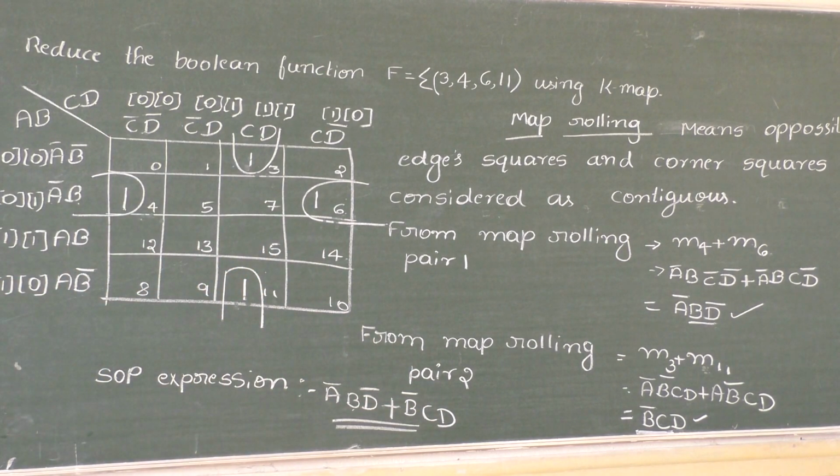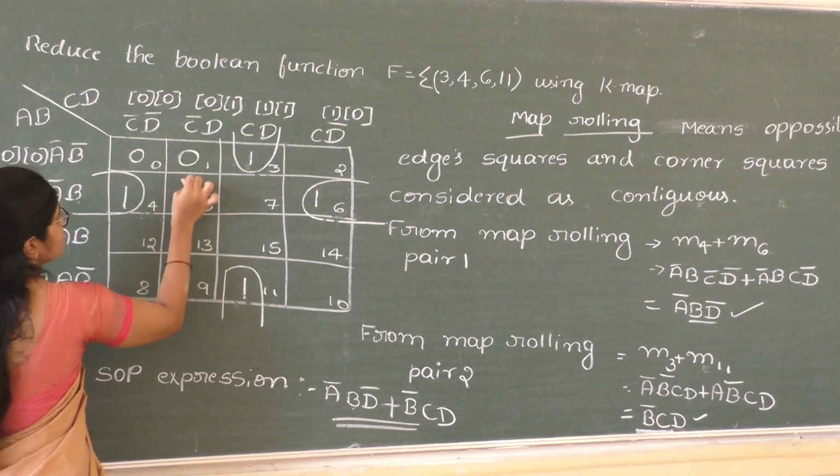So I hope you all understood the concept of map rolling. In map rolling, opposite edges squares and corner squares are considered contiguous or adjacent. And here fill the remaining squares with the zeros.